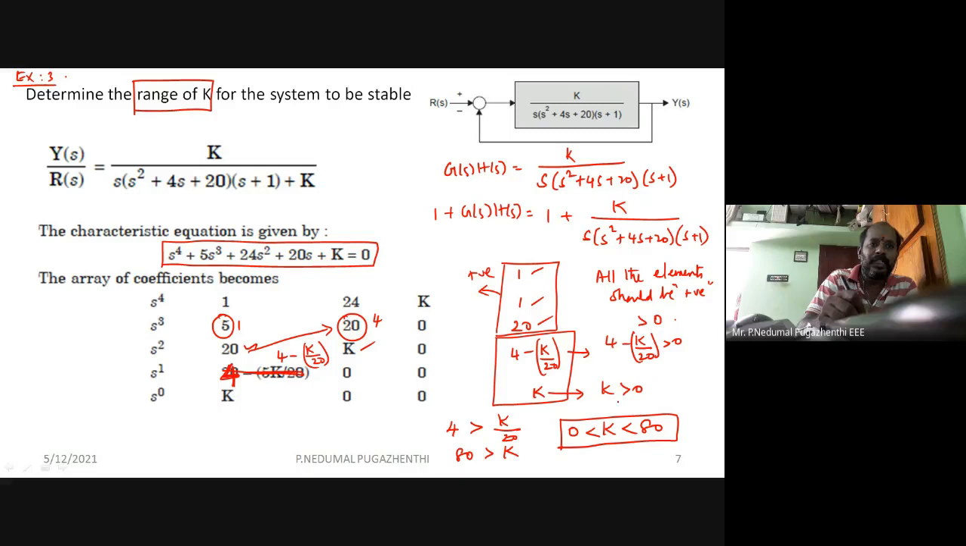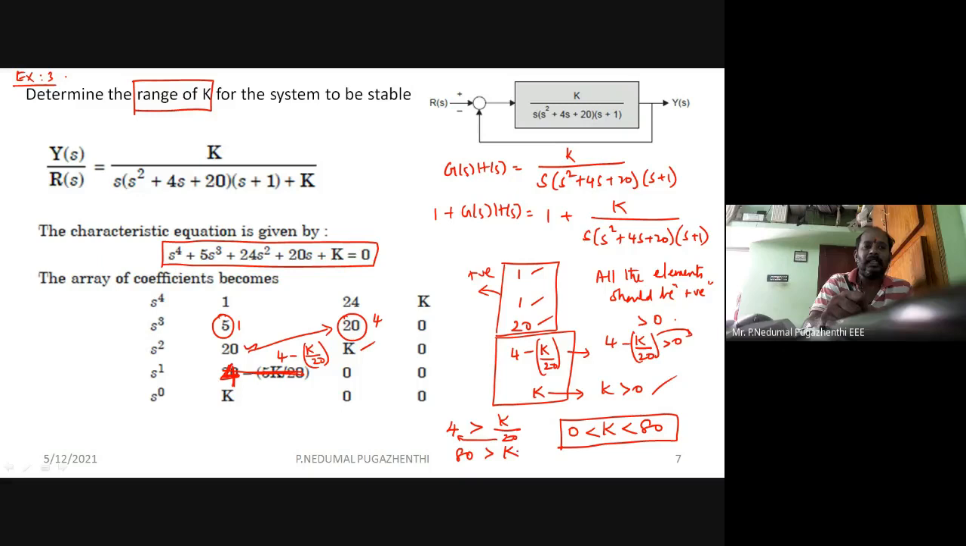What about this one? 4 minus k by 20 greater than 0. You bring minus k by 20 to the other side. What will you get? Minus k by 20 becomes k by 20. If you bring this 20 to the other side, you will get 4 into 20, which is 80. So 80 is greater than k, and k greater than 0 is already there.